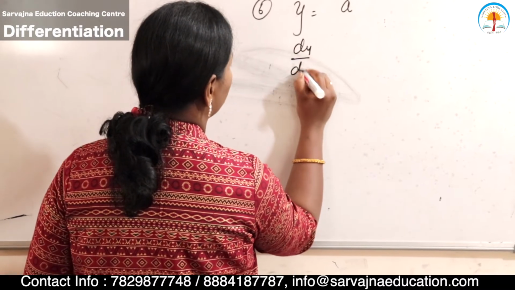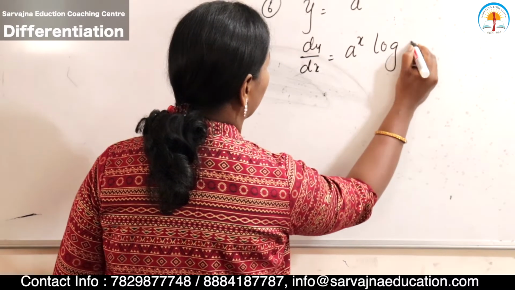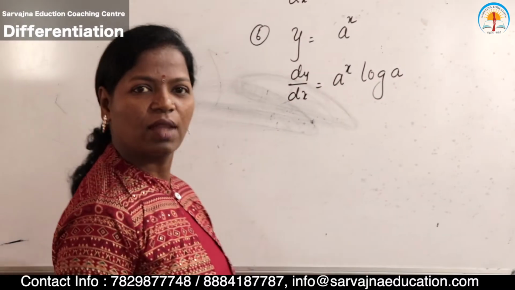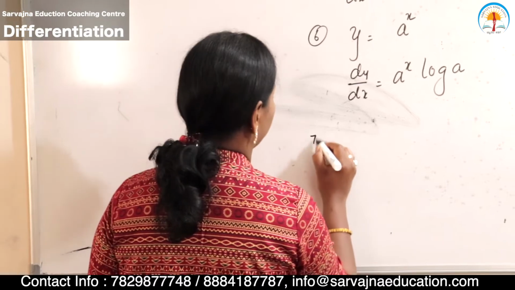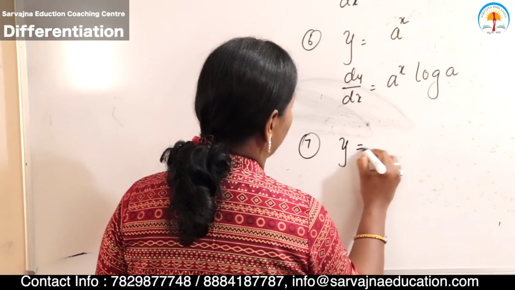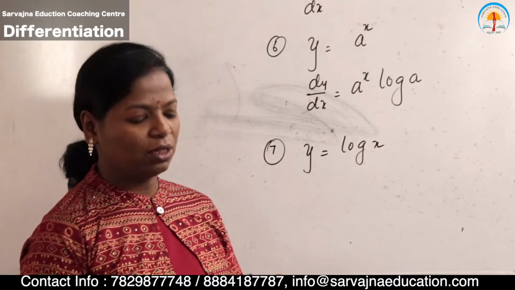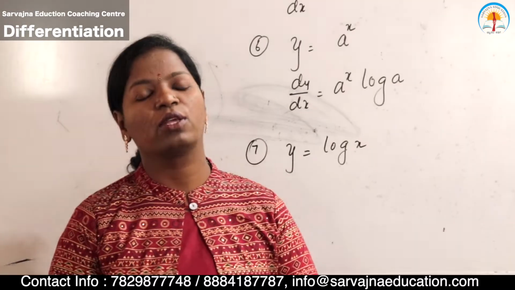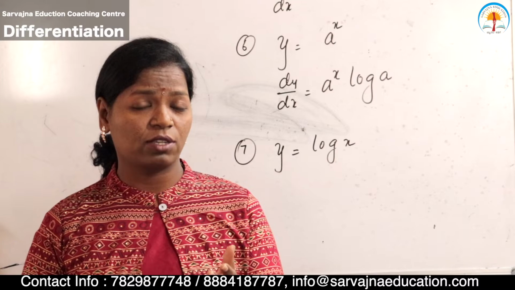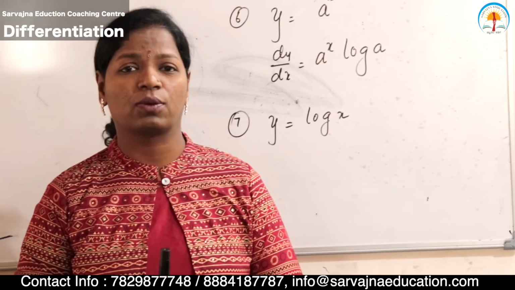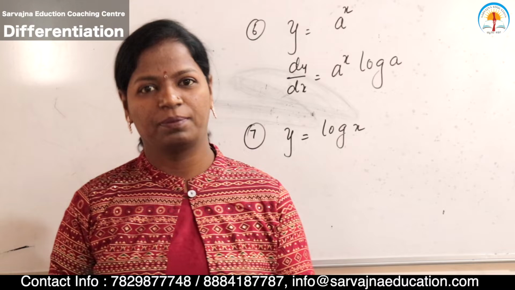dy by dx is equal to a power x log a. Done. Next, seventh one. y is equal to log x. It's a logarithmic function. In trigonometry, normally you are using trigonometric functions, logarithmic functions, exponential functions. These are the four different functions you are going to play with.